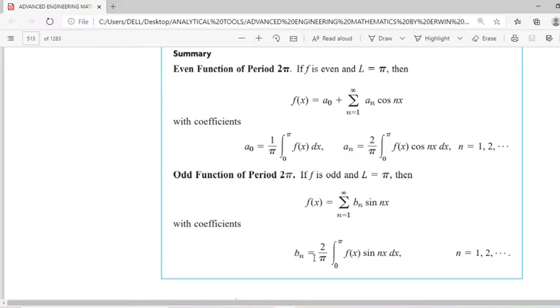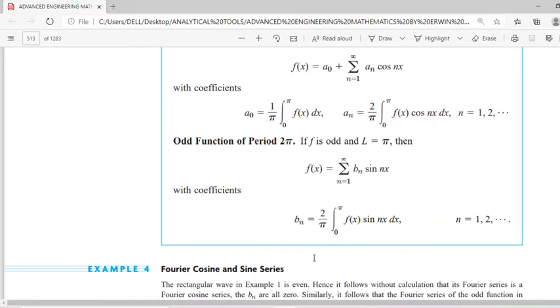For an odd function with the period 2 pi, L equals pi. The even function with the period 2 pi is a special case of an even function with the period 2L, and the odd function with the period 2 pi is a special case of an odd function with the period 2L. So we can consider this as a special case of the previous discussion. If f is an odd function with L equal to pi, then f of x equals summation n from 1 to infinity bn sin nx with the coefficients bn equal to 2 by pi into integral 0 to pi f of x sin nx dx, n equal to 1, 2, 3, etc.